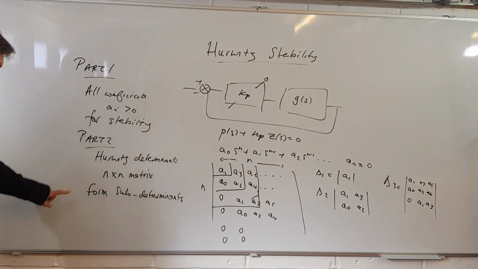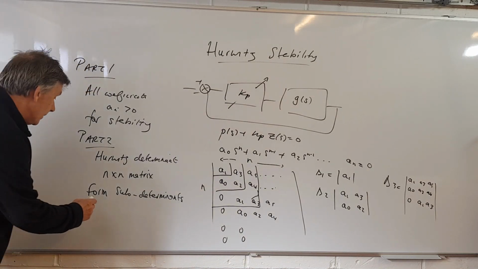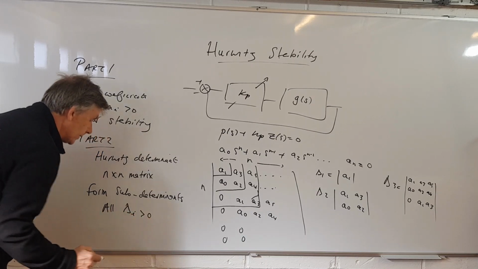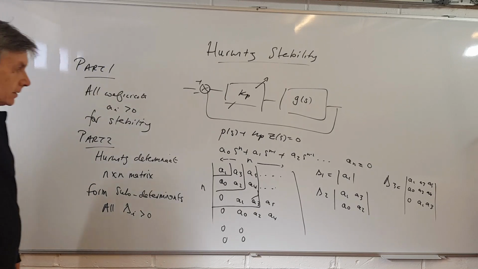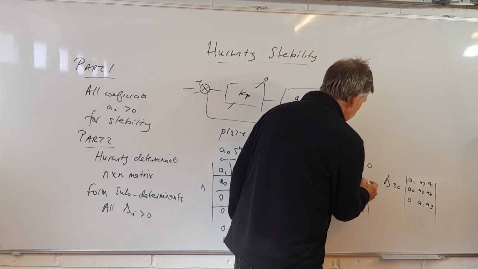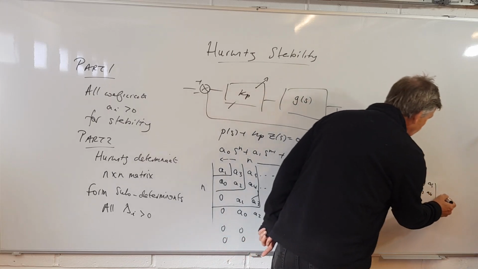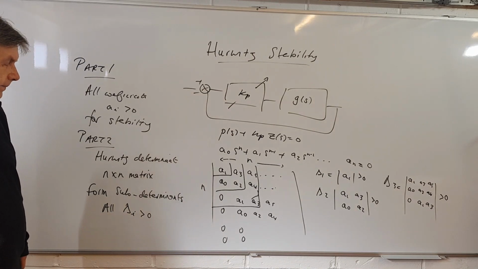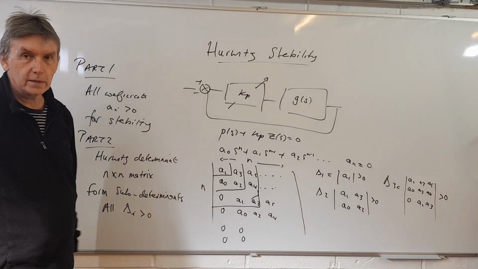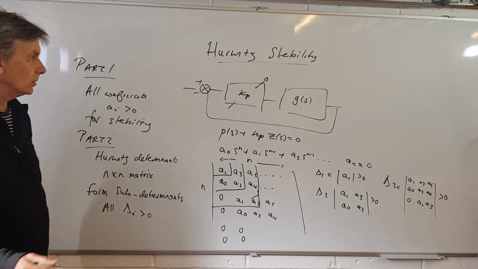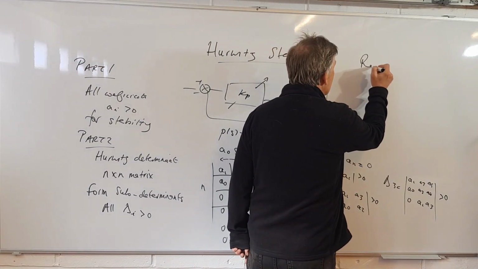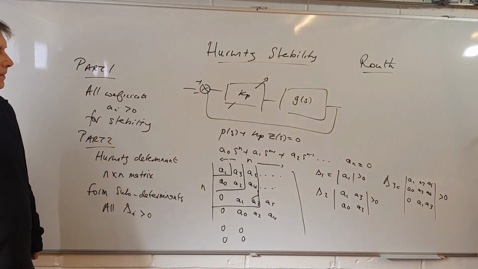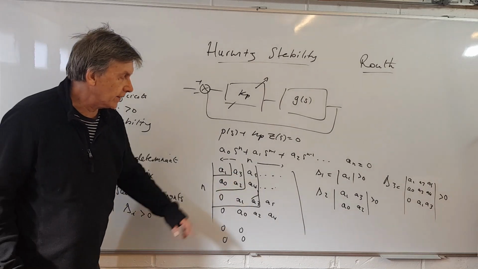Now, within these subdeterminants, for stability, all the subdeterminants have to be greater than 0 as well for the system to be stable. So this has to be greater than 0, this has to be greater than 0, and that has to be greater than 0. Now, when Hurwitz came up with his stability concept, some other chap called Routh came along a few years later, and he had a simplification of this method.